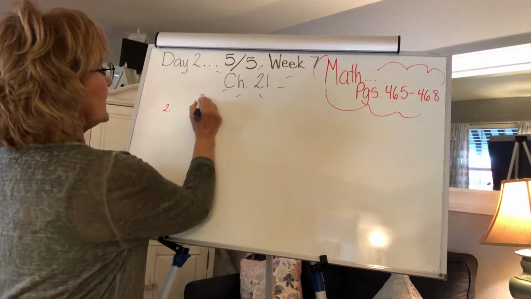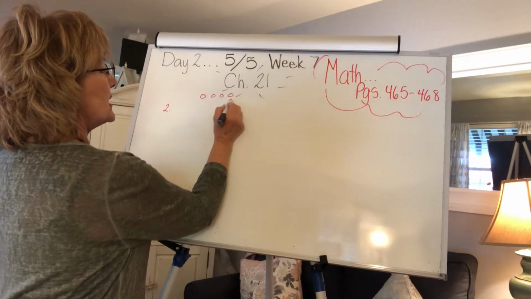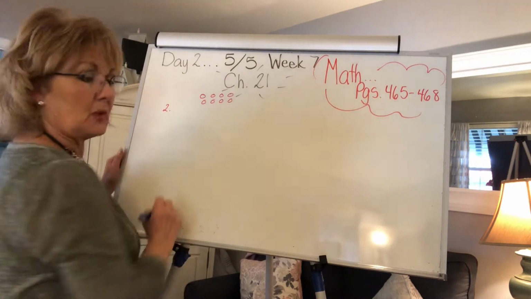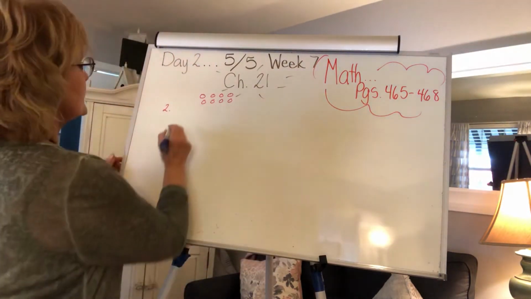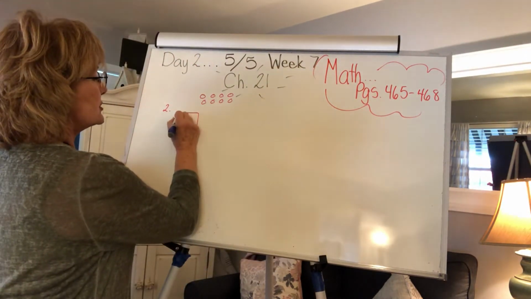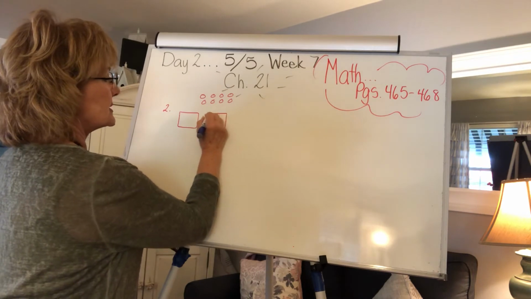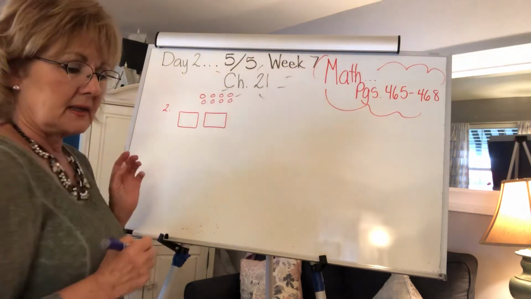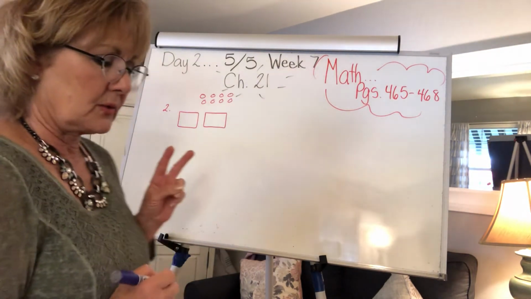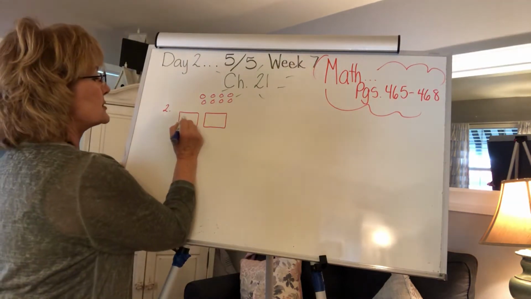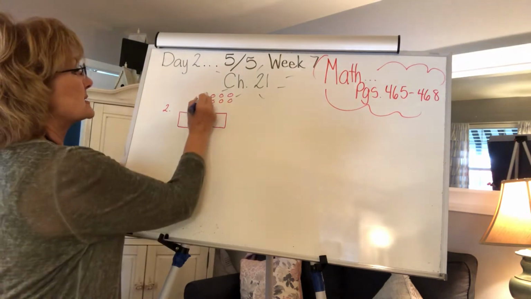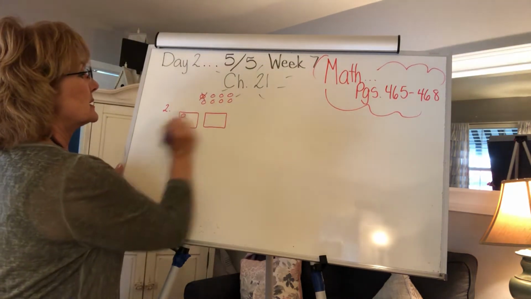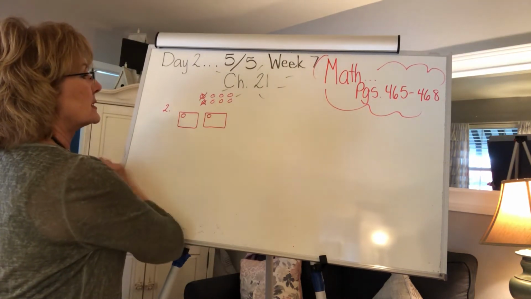Well, let's say you've got 8 here. 1, 2, 3, 4, 5, 6, 7. You've got 8 marbles. And you're going to share them with 2 friends, 2 groups. So draw your 2 groups. You're dividing it into 2 equal groups. Are you just going to start going 1, 2, 3, 4, 5, 6, 7, 8? No, you only have 8. So this one will go here. This one will go here.